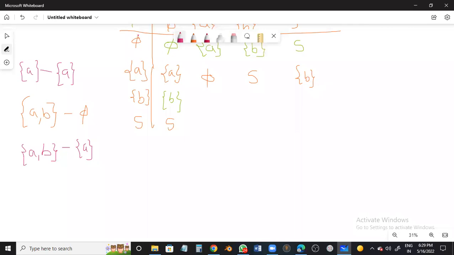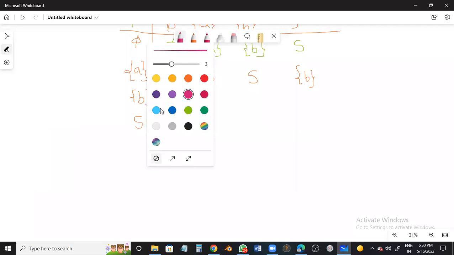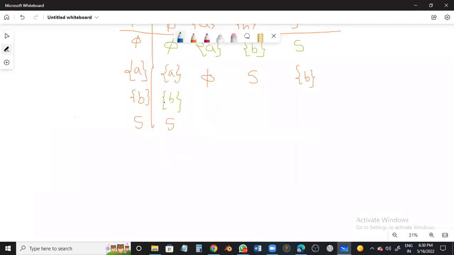All right. Now, I would like to move to the next row. Next row contains singleton B. Now, the union of B with phi, and intersection is phi. So, naturally, it is going to be singleton B. Now, I take union of B with A. So, this is going to give me A comma B. And from that, I'm subtracting singleton B. So, what I'm left with?